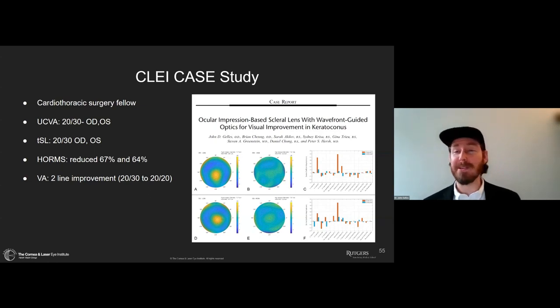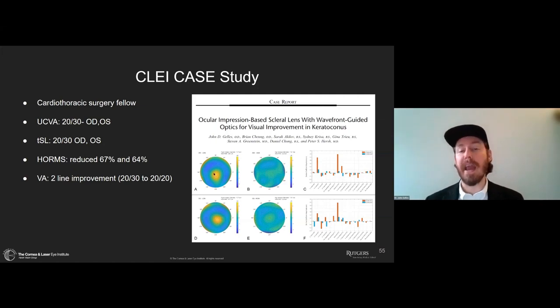Lo and behold, I put the scleral lens on him. He still has a tremendous amount of higher order aberrations coming through, and his visual acuity is still 20/30. What we then did was we created a higher order aberration correcting scleral lens for him, and we reduced his aberrations by about 65% in both eyes, and it improved his visual acuity by 2 lines.